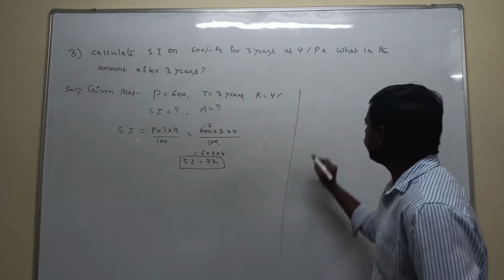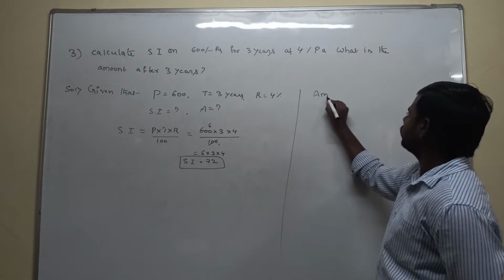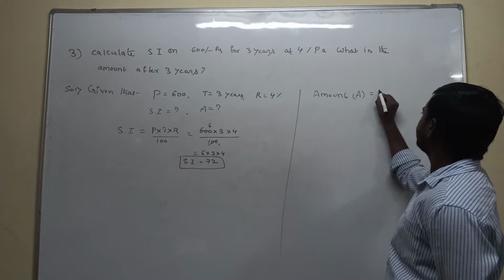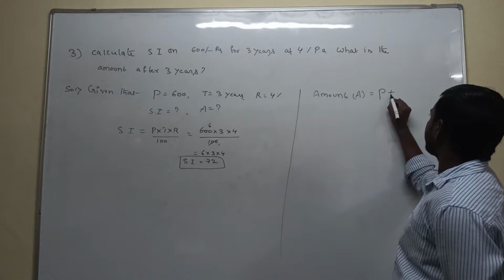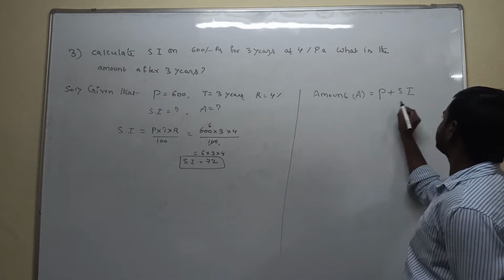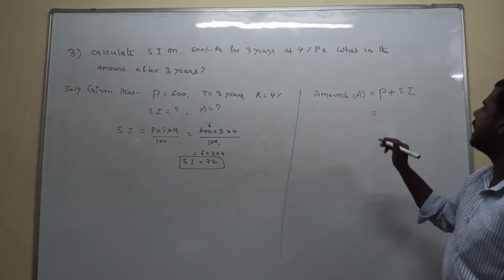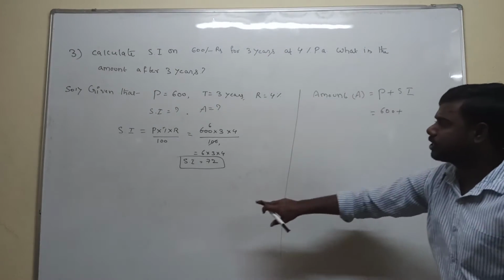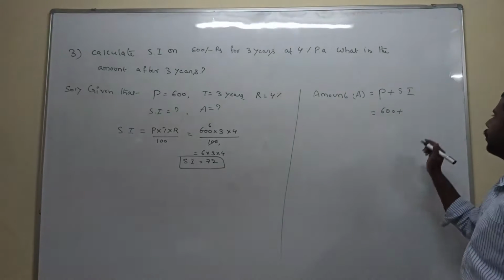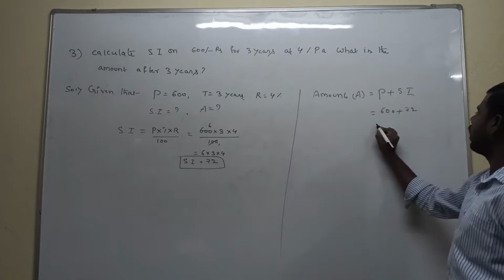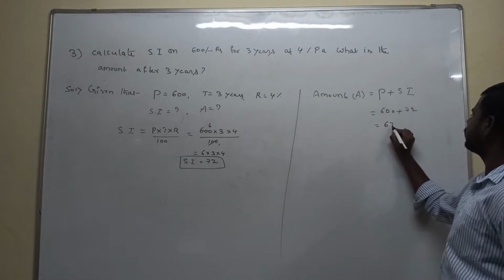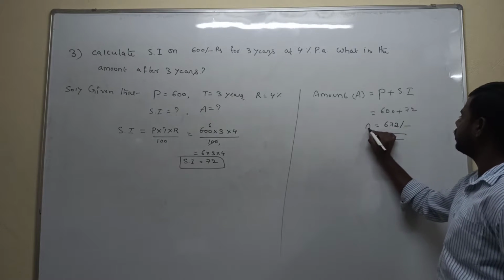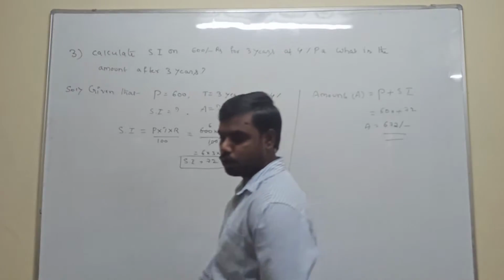To calculate the total amount, denoted by capital A, the formula is principal amount plus simple interest. What is the principal amount? 600 rupees plus simple interest. What is the simple interest we are getting? 72. So after 3 years the total amount is 672 rupees. This is the required solution.